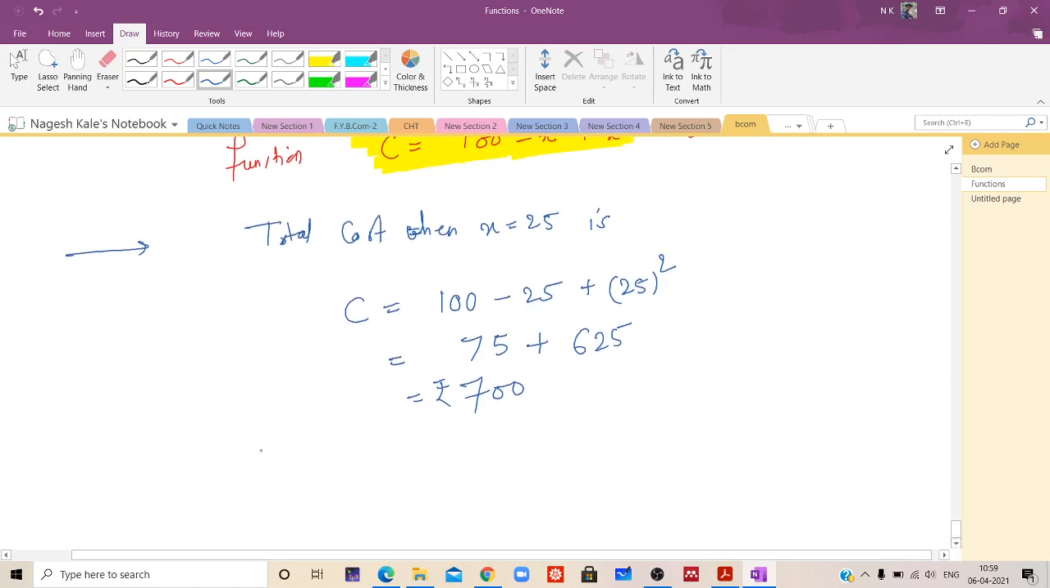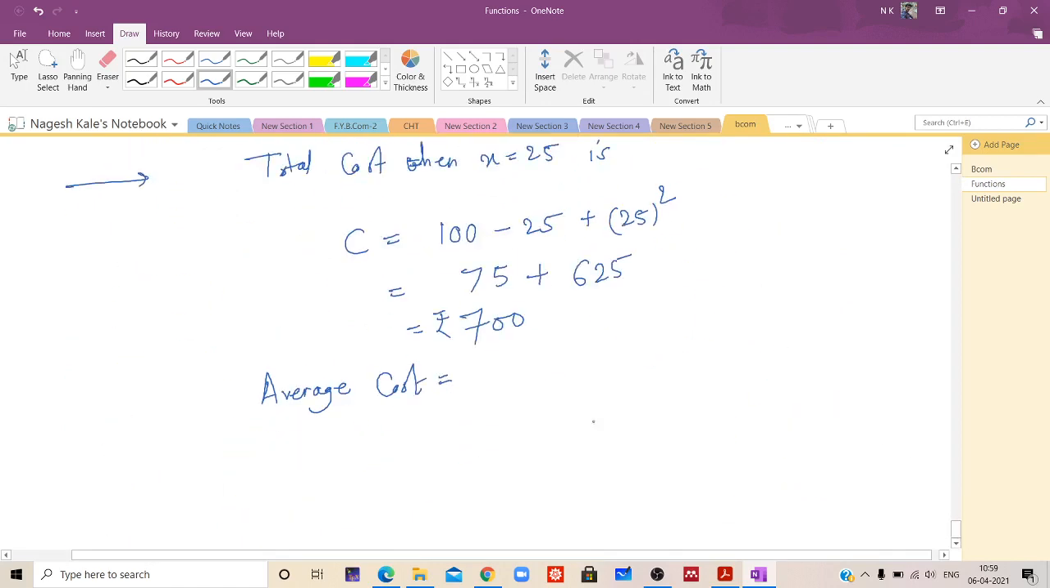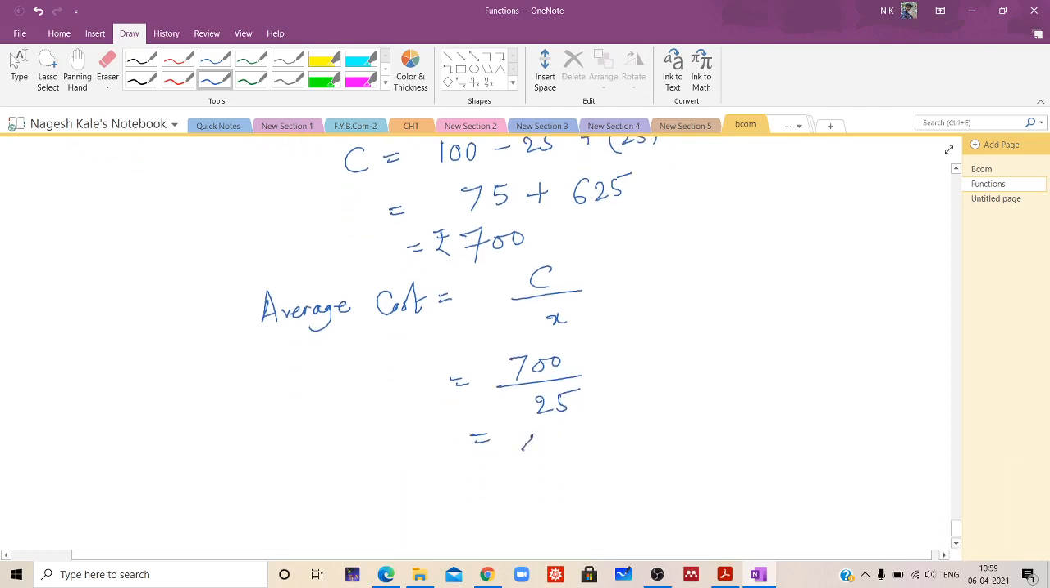And now I have to calculate the average cost. So what will be the average cost? I have the formula of average cost, which I gave you a little above. The formula is total cost divided by total number of units, so C upon x, right? Total cost I know is 700 rupees and total number of units is 25. So if I do this, I get that average cost is 28 rupees. That will be the answer for average cost.